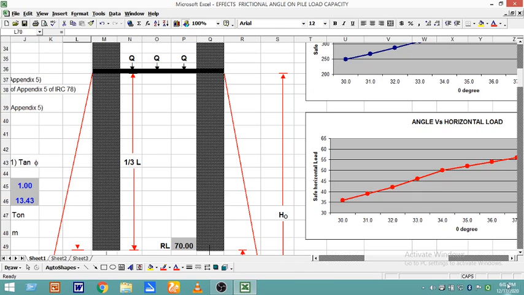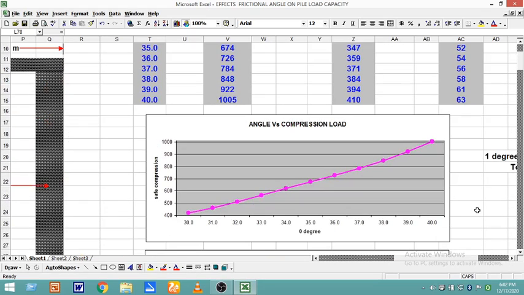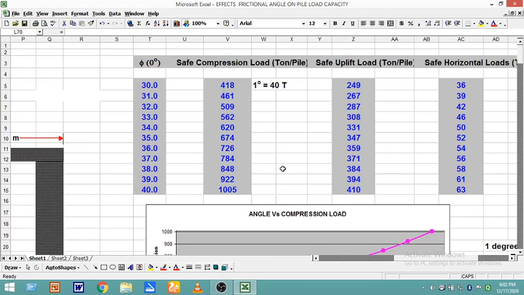Now you see, with this basic difference, we can say one thing: we should not be conservative. We should be a little liberal in the name of safety and economy. We should not be more conservative, and we should be logical in selection of phi in application for load estimation in pile foundation projects.